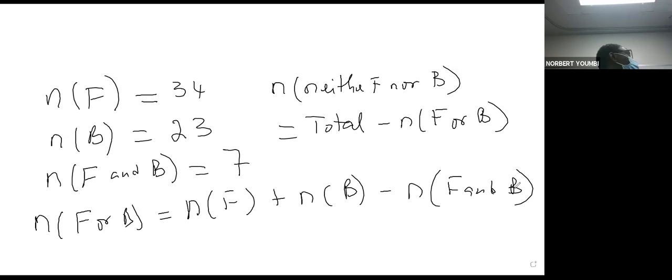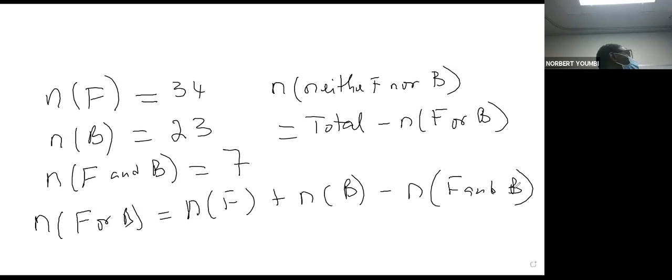Let's say, of those 34 playing football, 7 play basketball, 10 play volleyball, and do we need to say all of that? We only need to know how many students are in football, how many students are in basketball, how many students are in.